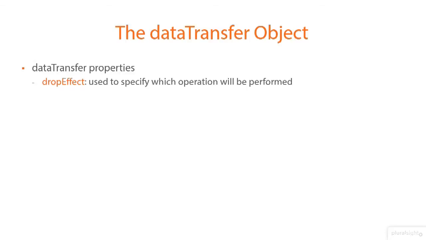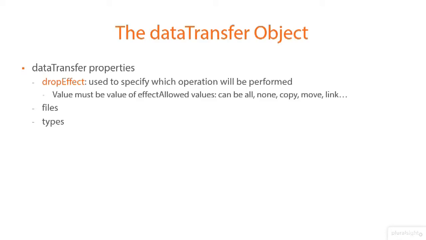The data transfer object exposes a number of properties and methods, like I just mentioned. The drop effect property is a property which is used to specify what will be the type of drag and drop operation. Along with this, it will also define which cursor will be shown while we are dragging the content. The value of this property should always be a value of the effect allowed enumeration, which can be copy, move, link, or none. It's possible to drag a list of files as well. These are set in the files property. And the types property can be used to store a list of format types of the data, which is stored in the data transfer object.